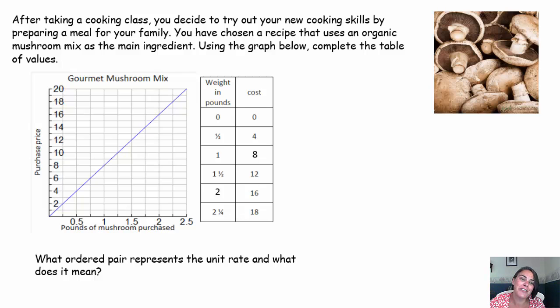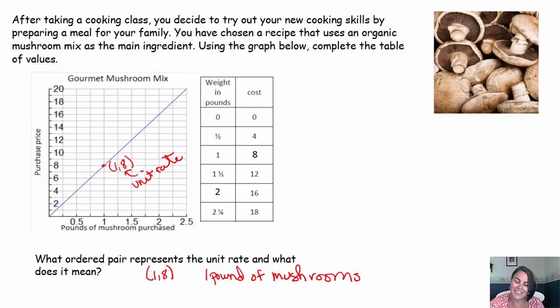Okay, so on an earlier slide, I said as soon as you have 1, 8, 1 is your first coordinate. The second coordinate gives the unit rate. So the ordered pair that represents the unit rate is 1, 8. And what does it mean? It means that 1 pound of mushrooms costs $8. It's cost per pound.